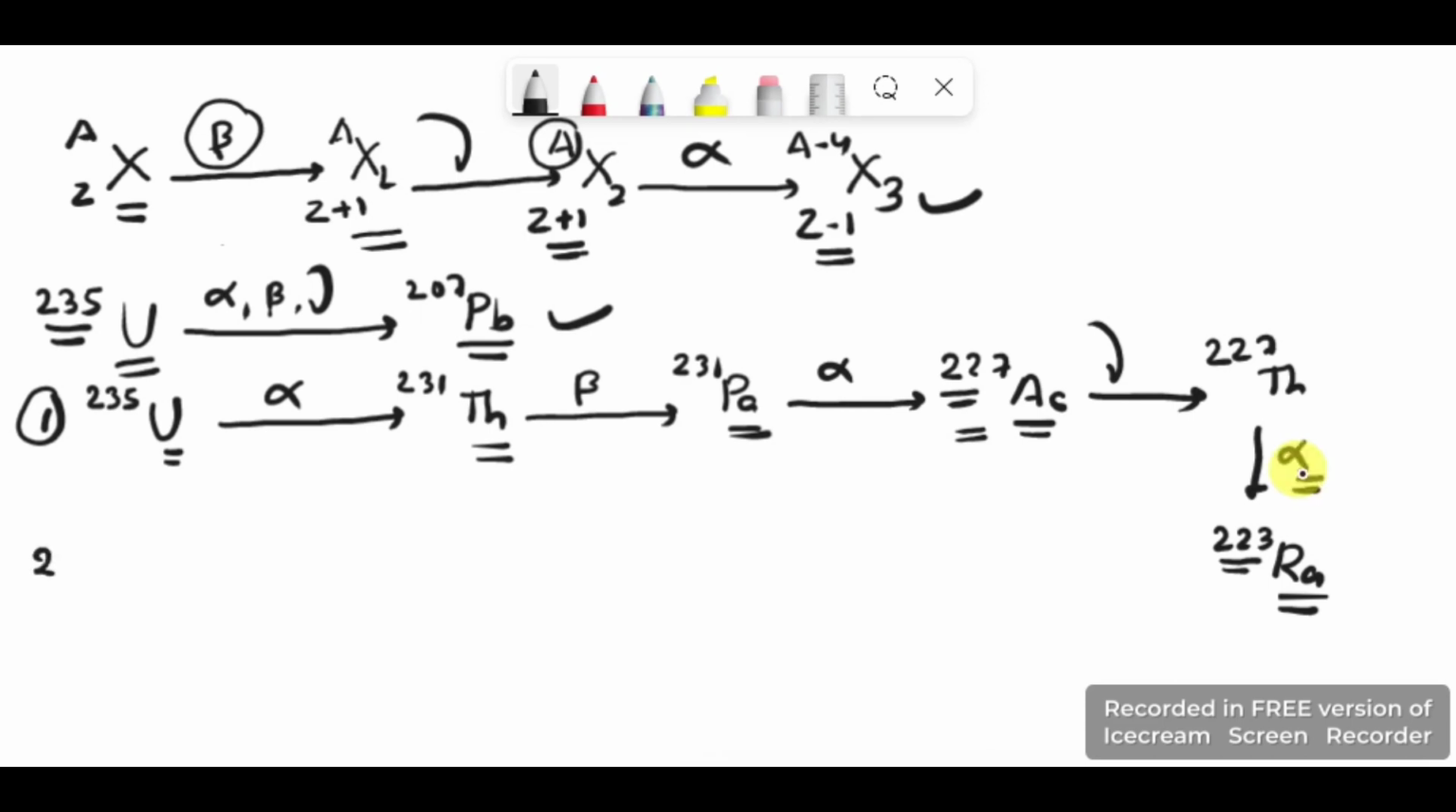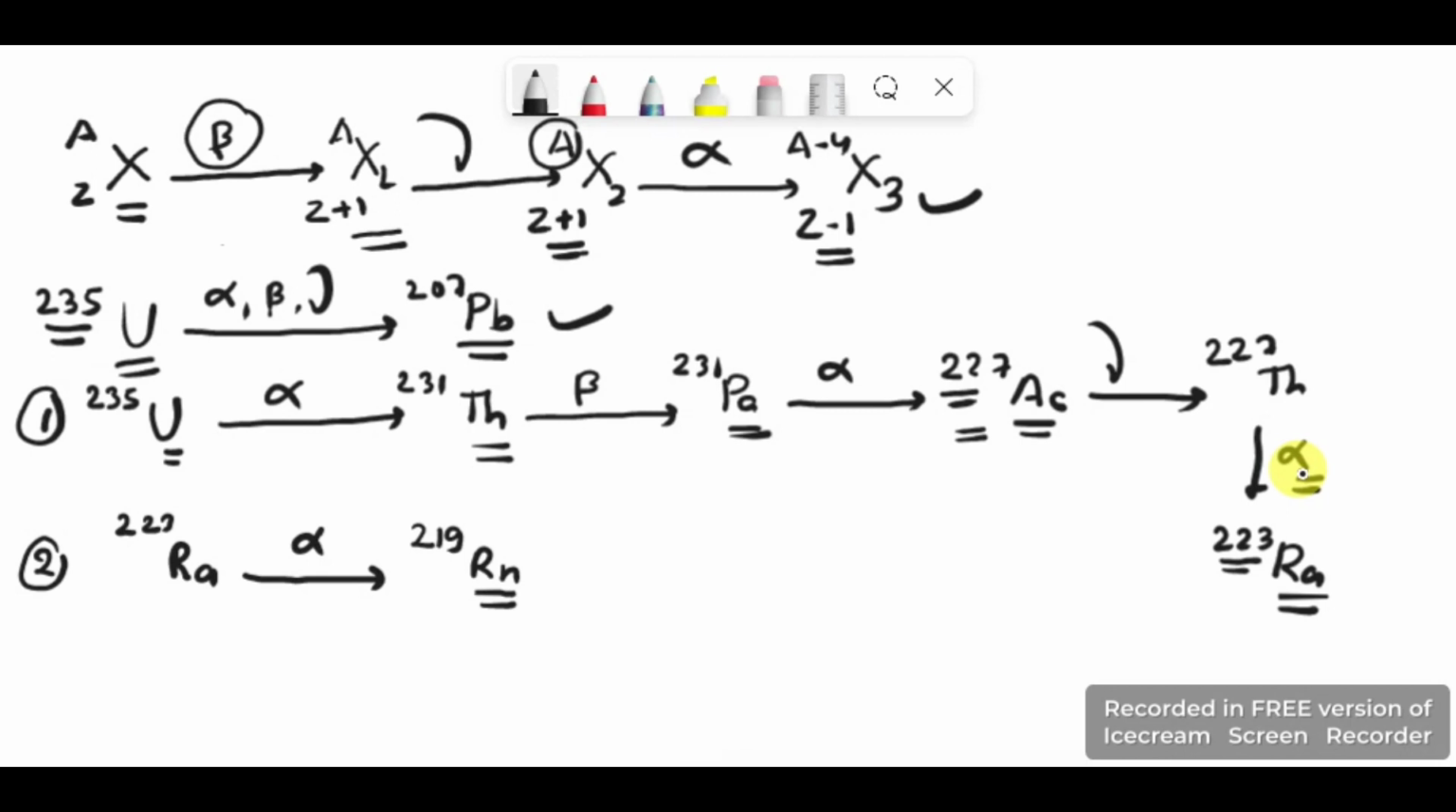The second step is saying that we have radium, and it has an atomic mass of how much? That is 223. Now during the decay of this radium, an alpha particle is emitted. Students, you know that during the emission of alpha particles there is a decrease in atomic mass. How much? 4. So just subtract 4 from 223, and you will get 219. The new product we got is radon.